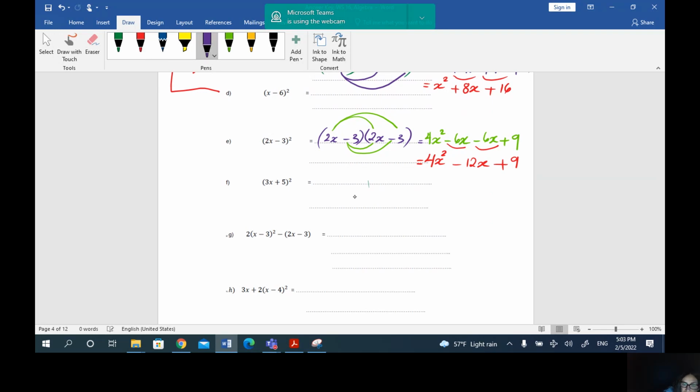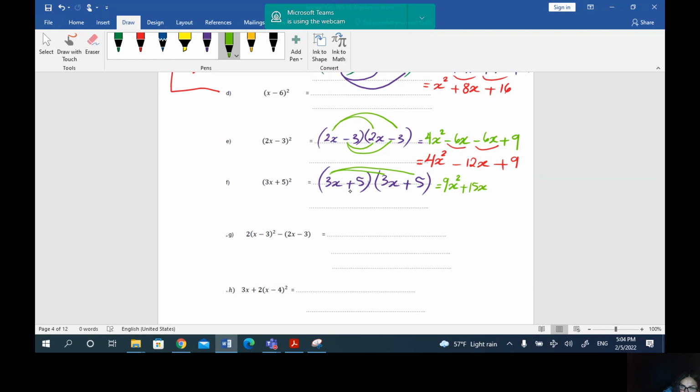Let's practice on this once again. 3x plus 5 all to the power of 2, which means 3x plus 5 times 3x plus 5. Let's expand. Take the first term in the first bracket and multiply it by each term in the second bracket, which means 3x times 3x, 9x squared. 3x times 5, which is 15x.